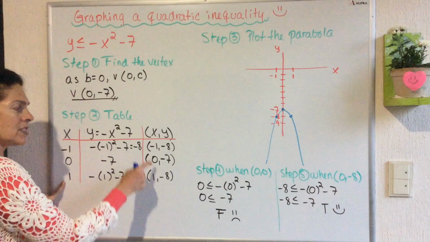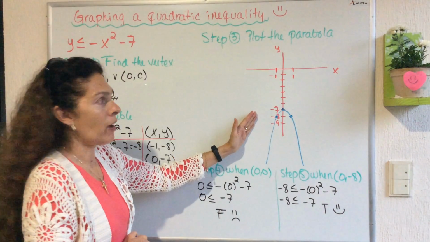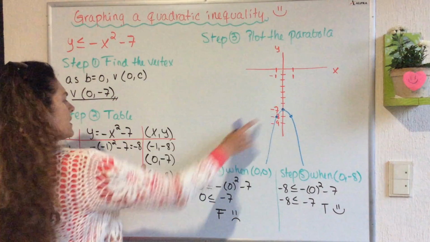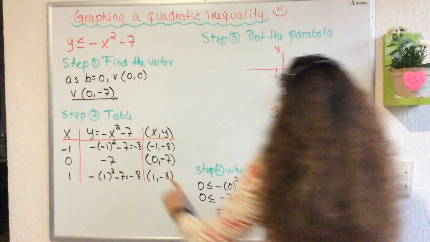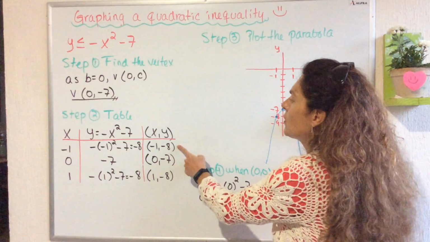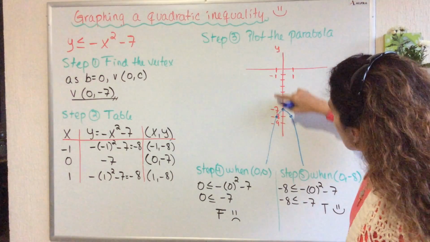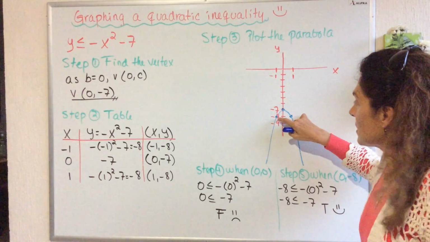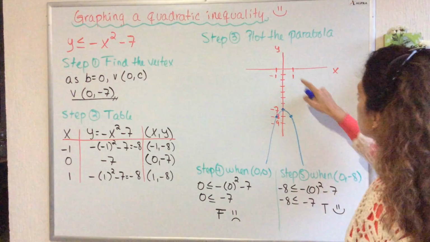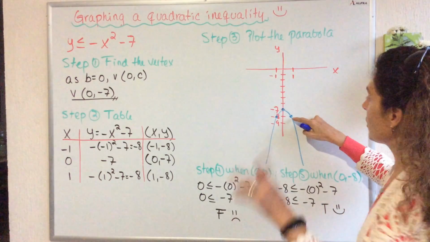Once we have the 3 points, the vertex and 2 more, we plot them in the coordinate plane. So look, first the vertex is 0, minus 7, so 0 in x, minus 7 in y. And then the first point, which is minus 1, minus 8, so minus 1 in x, minus 8 in y, which is this point. And the third point, 1 in x, minus 8 in y.